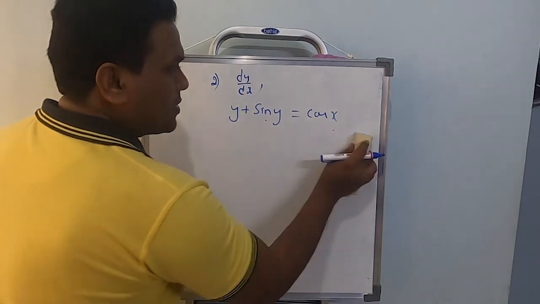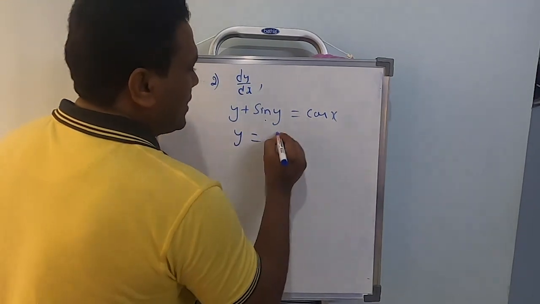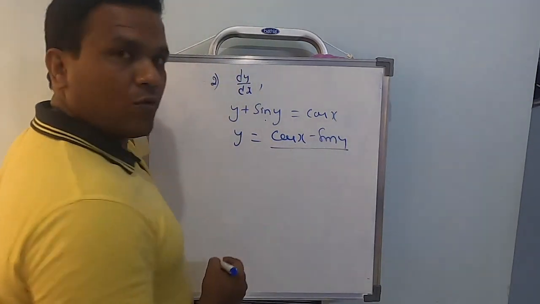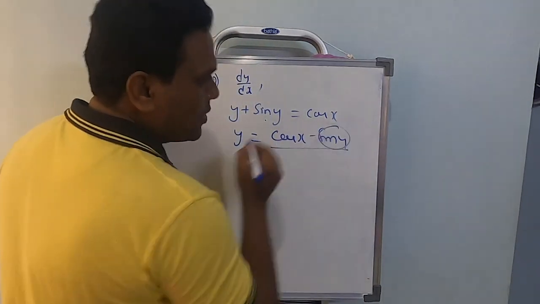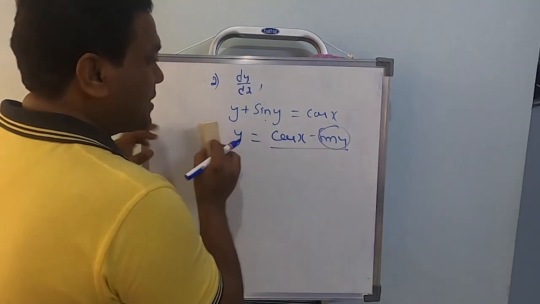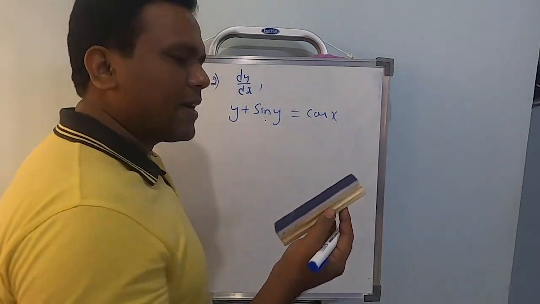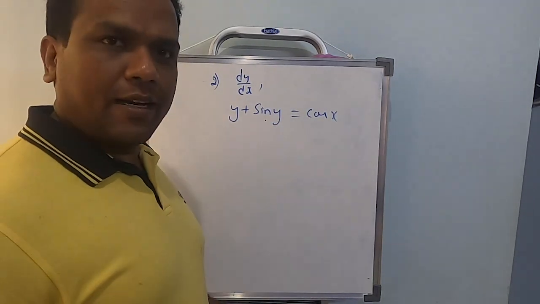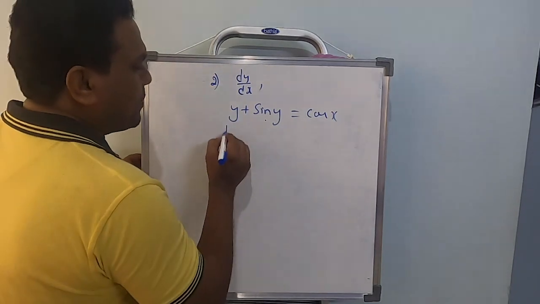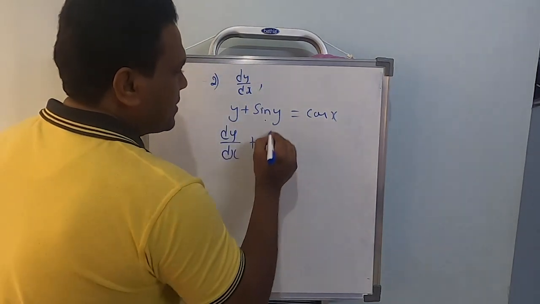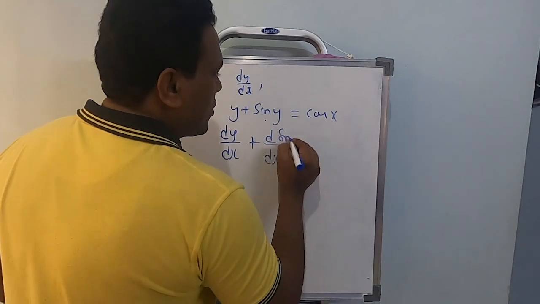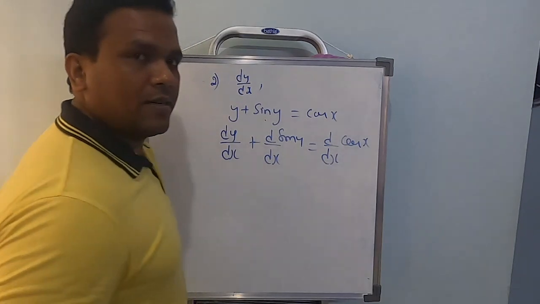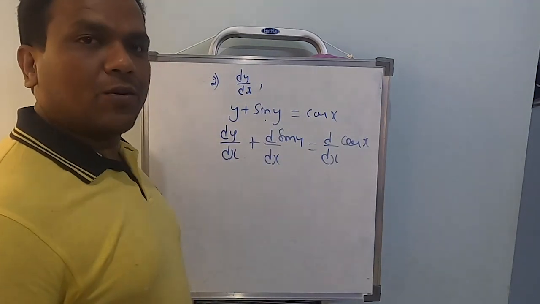If I try to express it, y is equal to cos x minus sin y. But remember, this is not a pure function of x because you have a term of y also. That's the stage where you have to recognize it's a problem based on implicit differentiation. So I will differentiate directly. There's only one method for this. So let me apply d by dx of y plus d by dx of sin y equal to d by dx of cos x. Differentiate each term separately with respect to x.